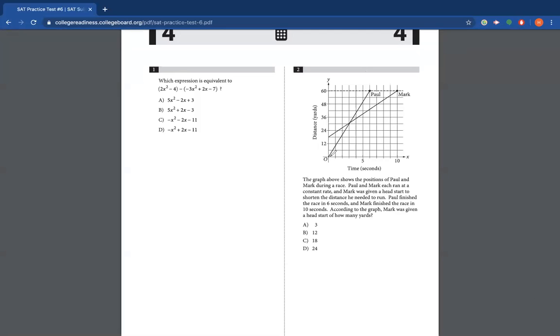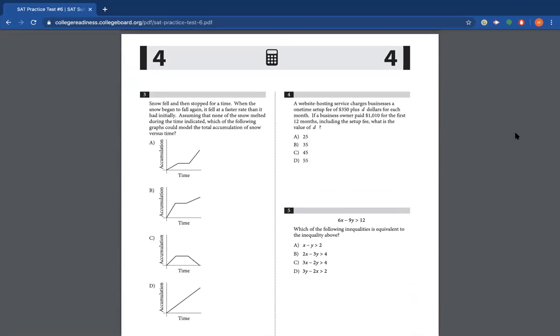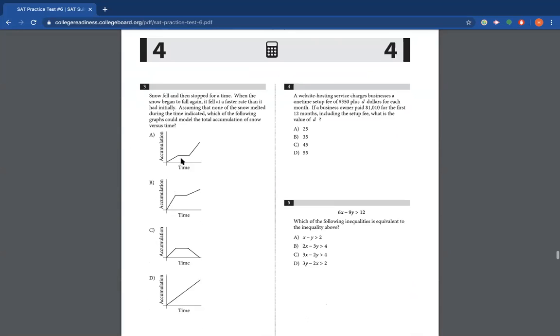So we could see Paul started at 0, right? 0 yards right here. And then you see Mark, he starts all the way up here. So it seems he starts at 18 yards. That's his head start. He got a head start of 18 yards, and he still lost, believe it or not. Still lost. Poor guy. He had basically done a fourth of the race. Still lost. So yeah, that one's C.